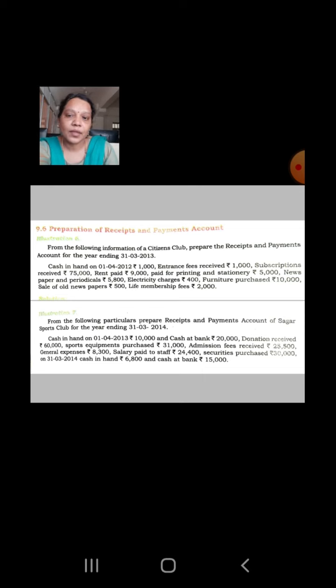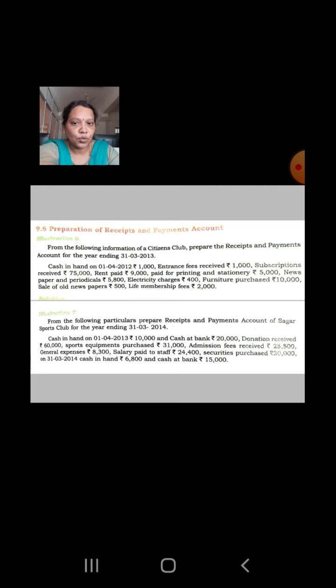Okay, today I begin with problems under non-profit organization. To begin with, 6 marks problems, where you are going to be asked for preparation of receipts and payment account and calculation of capital fund. These types of questions they will ask for 6 marks. So let us start with preparation of receipt and payment account.